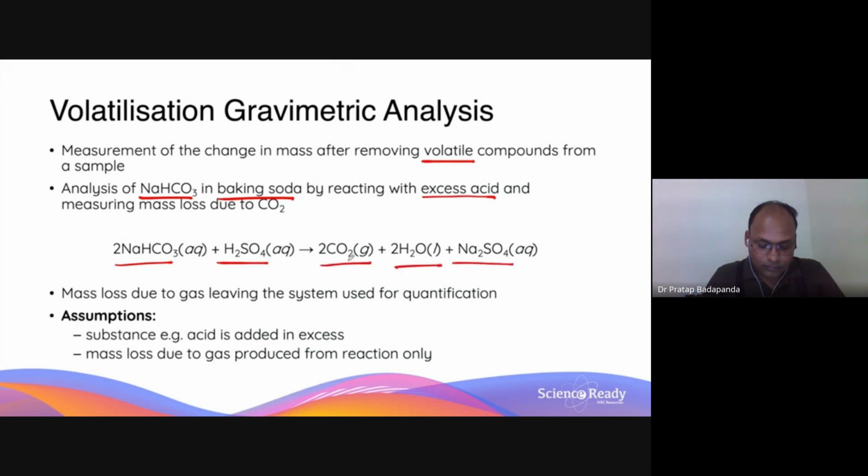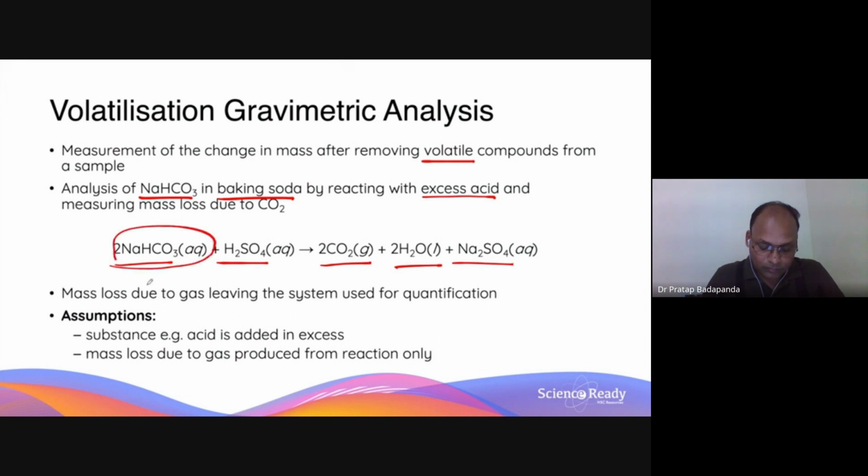As the carbon dioxide is produced, it leaves the solution, causing the total mass of the reaction mixture to decrease. Since we know the mass decrease is due to the gas leaving the open system, this is used to calculate the number of moles of the gas, for example, the carbon dioxide, which is then used to quantify the amount of analyte, for example, the sodium hydrogen carbonate.